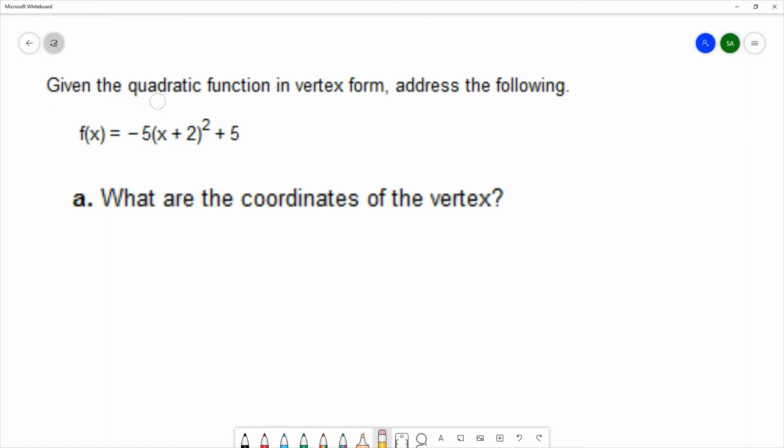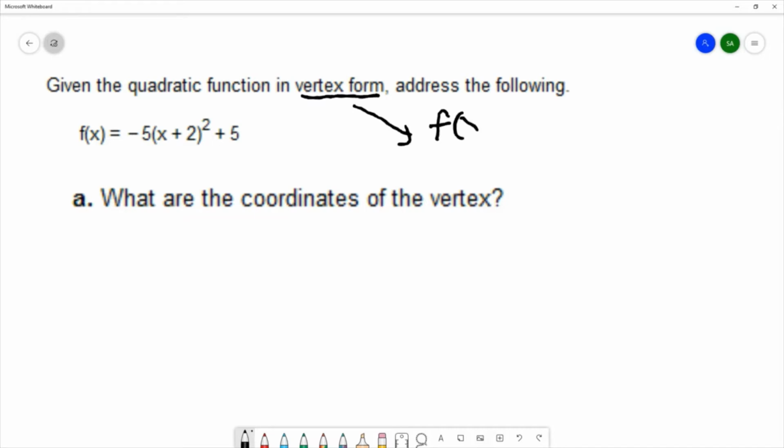Given the quadratic function in vertex form, address the following. F of x is equal to negative 5 times x plus 2 squared plus 5. What are the coordinates of the vertex? This is the equation of a quadratic function in vertex form. So let's take a moment to think about what vertex form looks like.